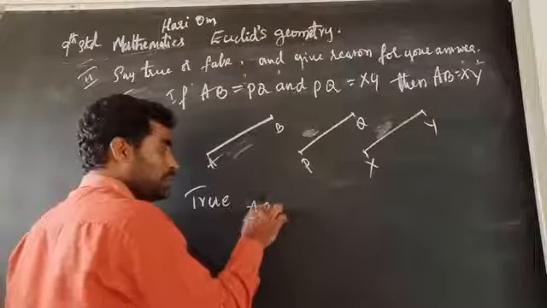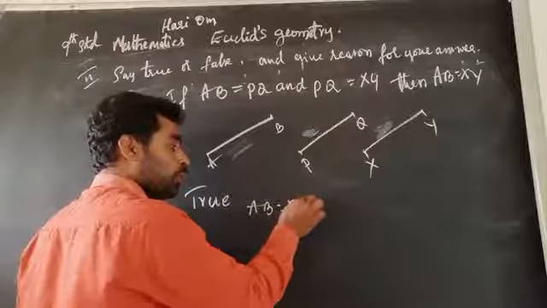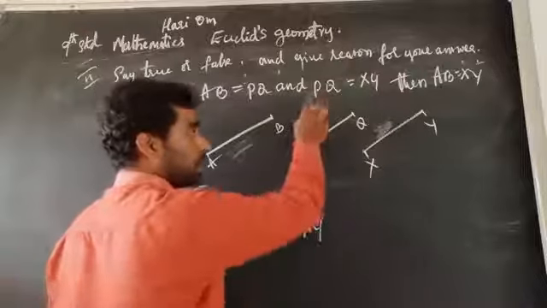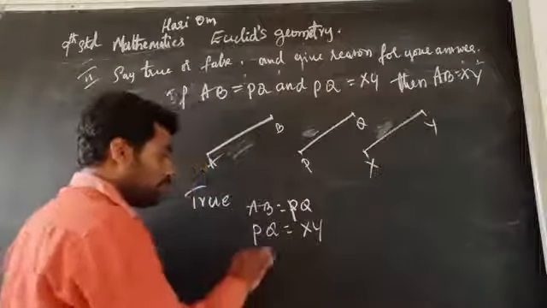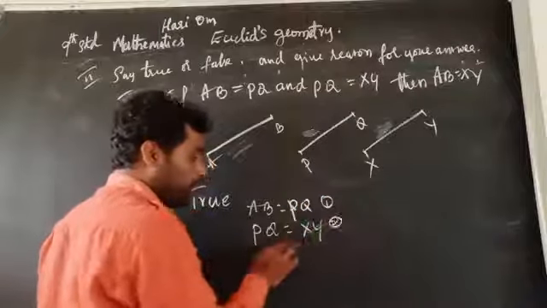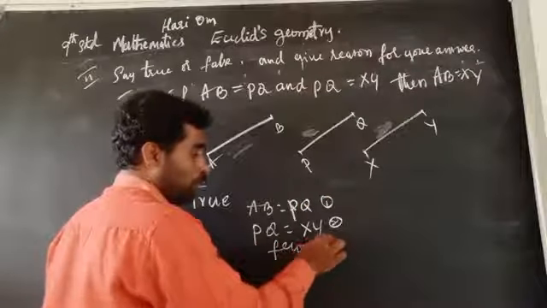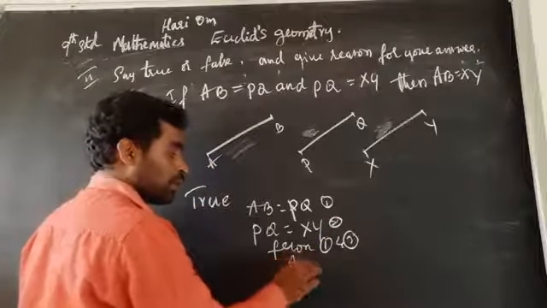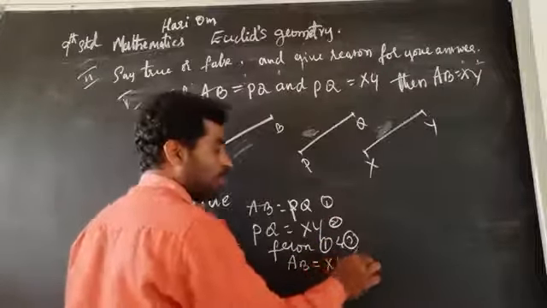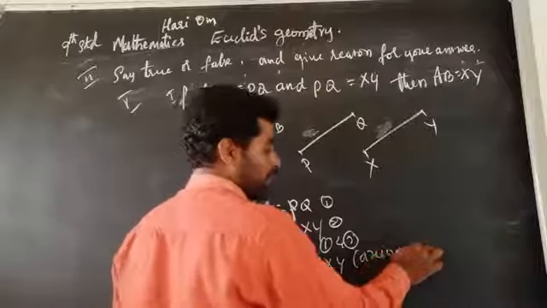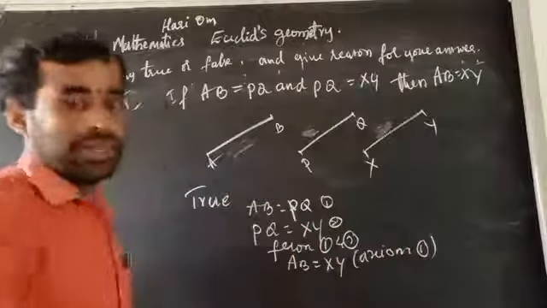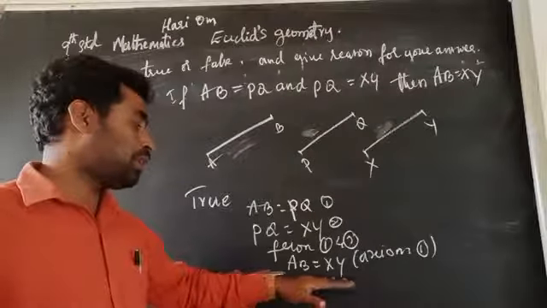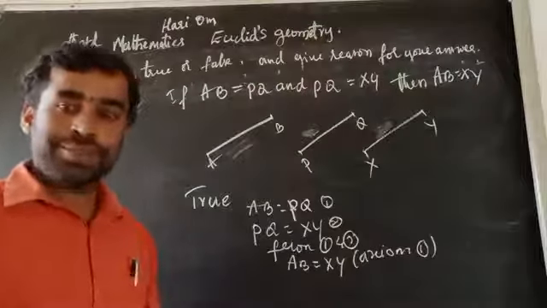Because AB is equal to PQ. Again, PQ is equal to XY by axiom 1. Is it clear? Now we can take 1 and 2. What can you take? AB is equal to XY by axiom 1. If equals are equal, then this is axiom 1. We can easily conclude that the length of AB is equal to XY.